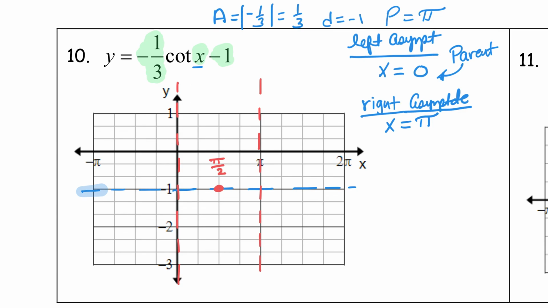Now at pi over 4, and then we also have 3 pi over 4, we should have a max and a min, but since we have a negative, it's going to have a reciprocal. So cotangent is usually like this. So it's going to reflect. So now we're going to have a min. So 1/3 is going to be right here, and 1/3 is going to be right here. So it's actually going to look like tangent.